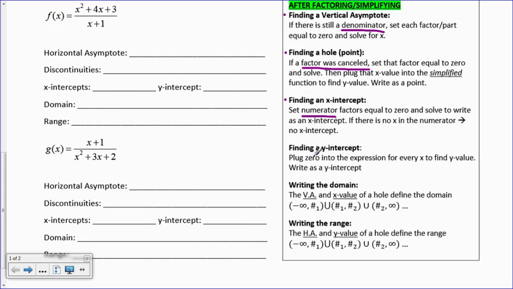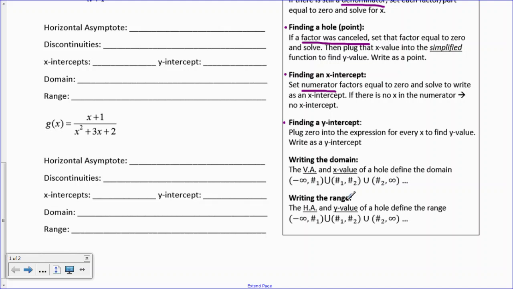To find a y-intercept, you're going to find it the same way that we always do. You're going to plug 0 into the expression for every x to solve for y, and then you write it as a y-intercept. Finding a y-intercept is the same no matter what your function looks like. So plug in 0 everywhere, and that's how you find it.